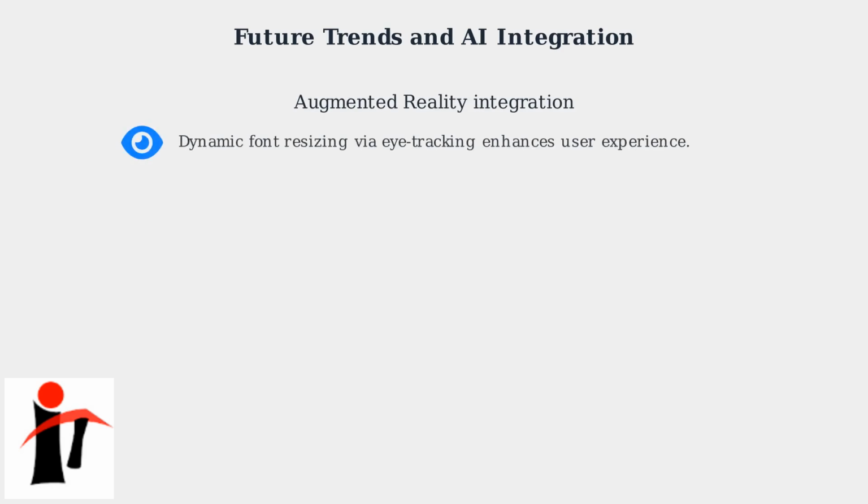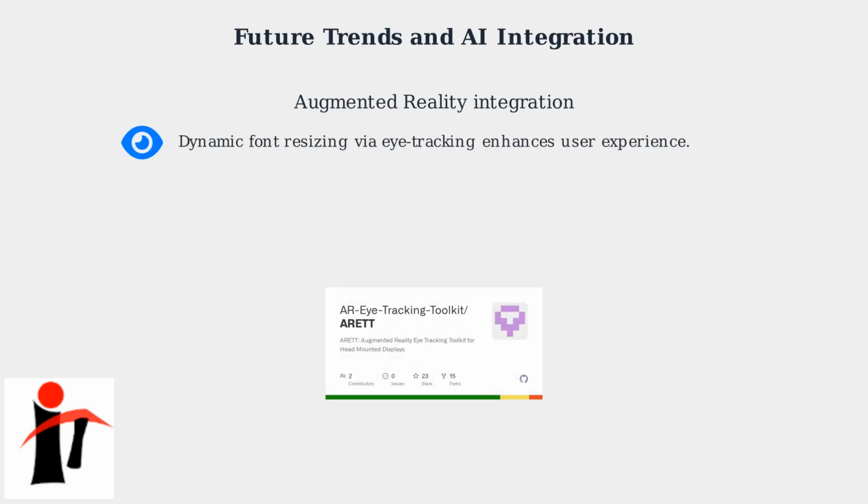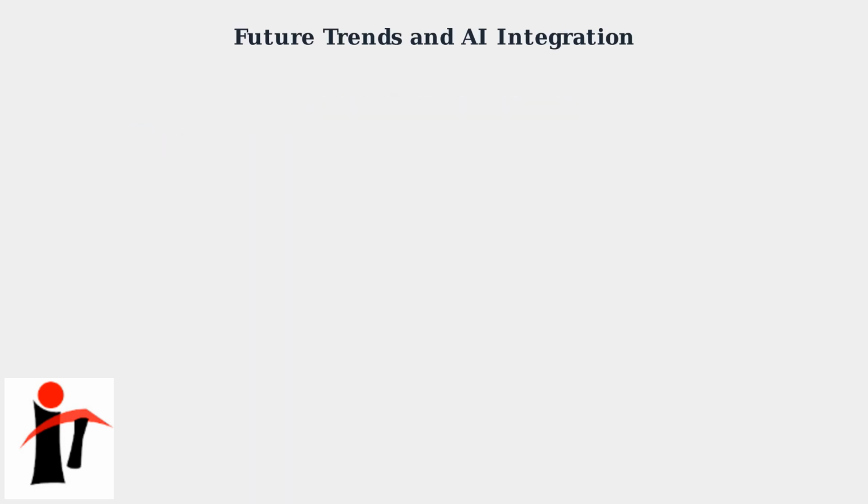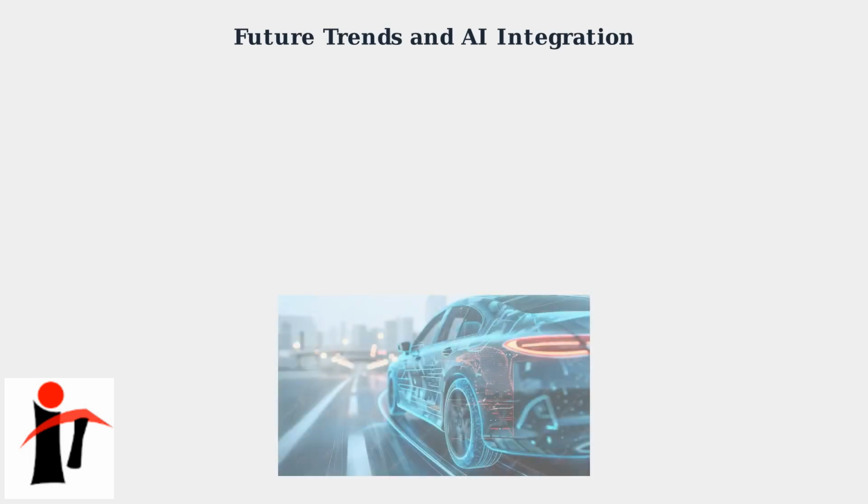Integration with augmented reality could allow for dynamic font resizing via eye tracking technology. This advanced feature would adjust text based on where the driver is looking, further enhancing safety and usability. These innovations represent the future of automotive interfaces, combining AI, AR, and adaptive technology to create safer and more intuitive driving experiences.